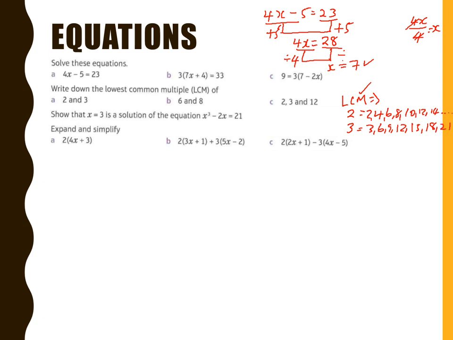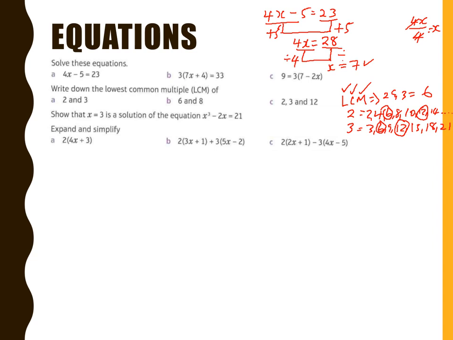And then the next thing you do is you find the common ones. So if I look, I have 6 here, and I have a 12 here, and of course the others are on the other side, but I don't really care because I'm looking for the lowest, and the lowest in this case of 2 and 3 is 6. So do the same for 6 and 8, 2, 3, and 12. Always start with the multiples, find the common, and then choose the lowest.